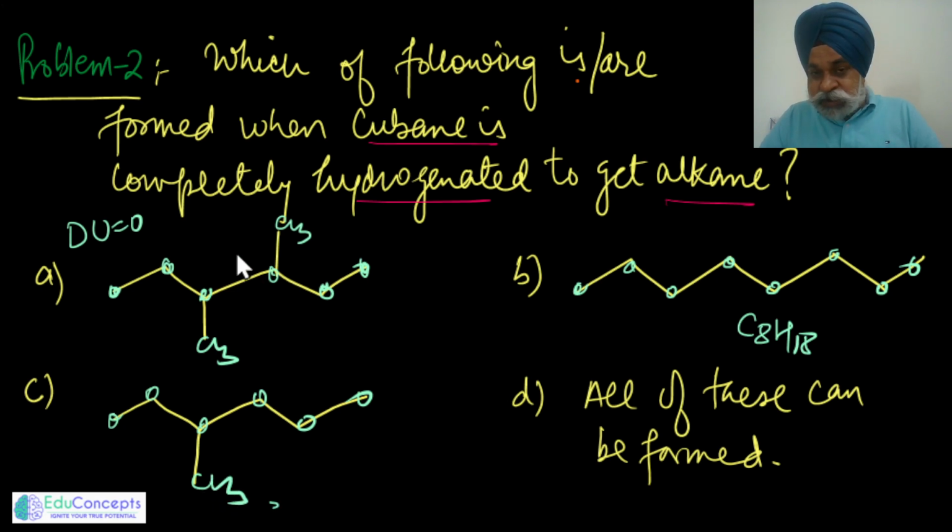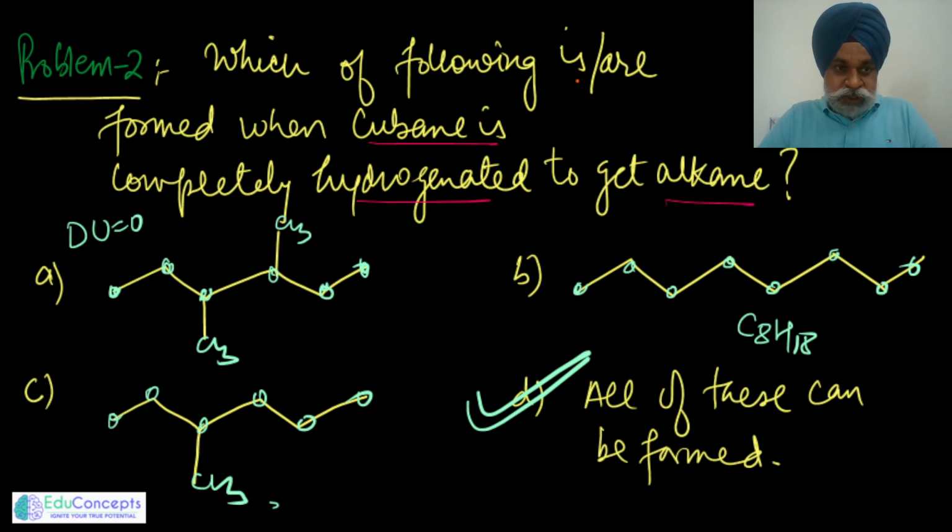So this means when you hydrogenate cubane, this could be a typical JEE Mains or NEET type of question which can be asked in the paper. So the answer to this question would be D. All of these can be formed because they haven't said which way I have to break it. So it can result in any of these 3 combinations. So it was a good question.